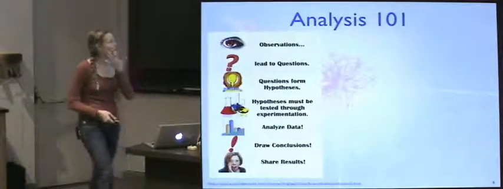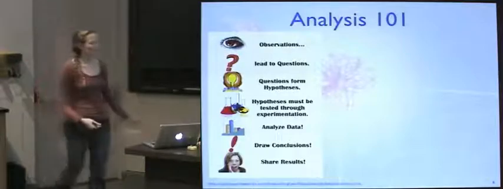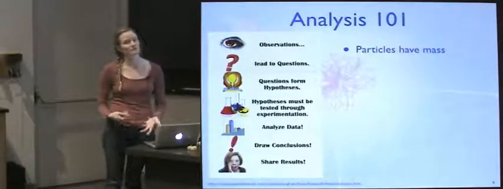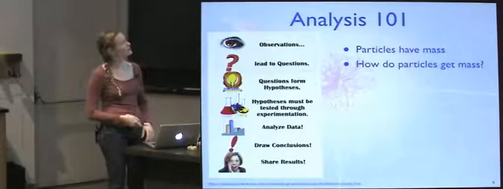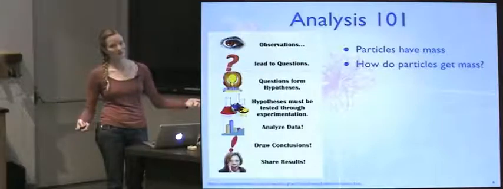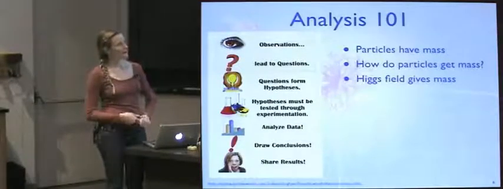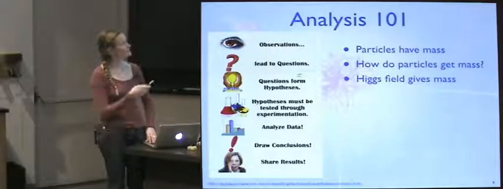All right, so Analysis 101 really does follow the scientific method that you probably learned when you were a kid. The first step is observation. We observe that particles have mass. That leads to questions, and that would be: how do particles get mass? It's what we've been talking about for a while. So we posit that the Higgs field gives mass. This is our hypothesis.